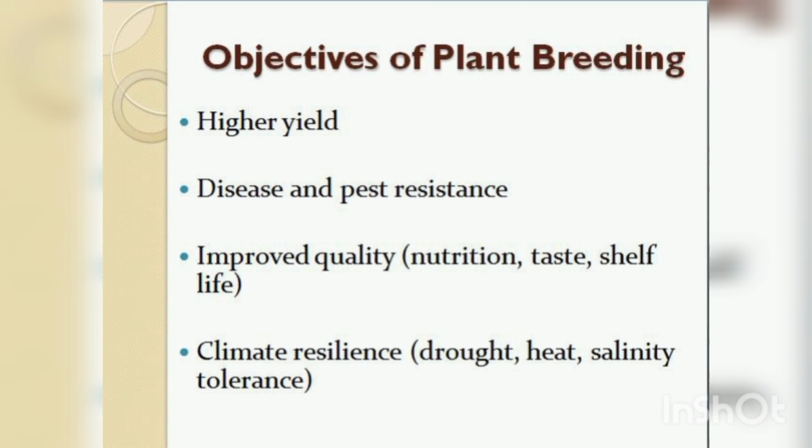3. Improved quality. Plant breeding is also used to enhance the nutritional value, taste, and shelf life of crops. For example, biofortified crops like golden rice contain higher levels of vitamin A.